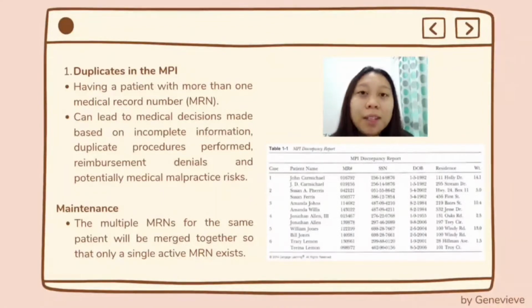So by having this kind of issue, it can lead to incomplete information, duplicate procedures performed, reimbursement or claim denials, and potentially medical malpractice risks. So this issue can be fixed by merging all the multiple MRNs into one single active MRN.